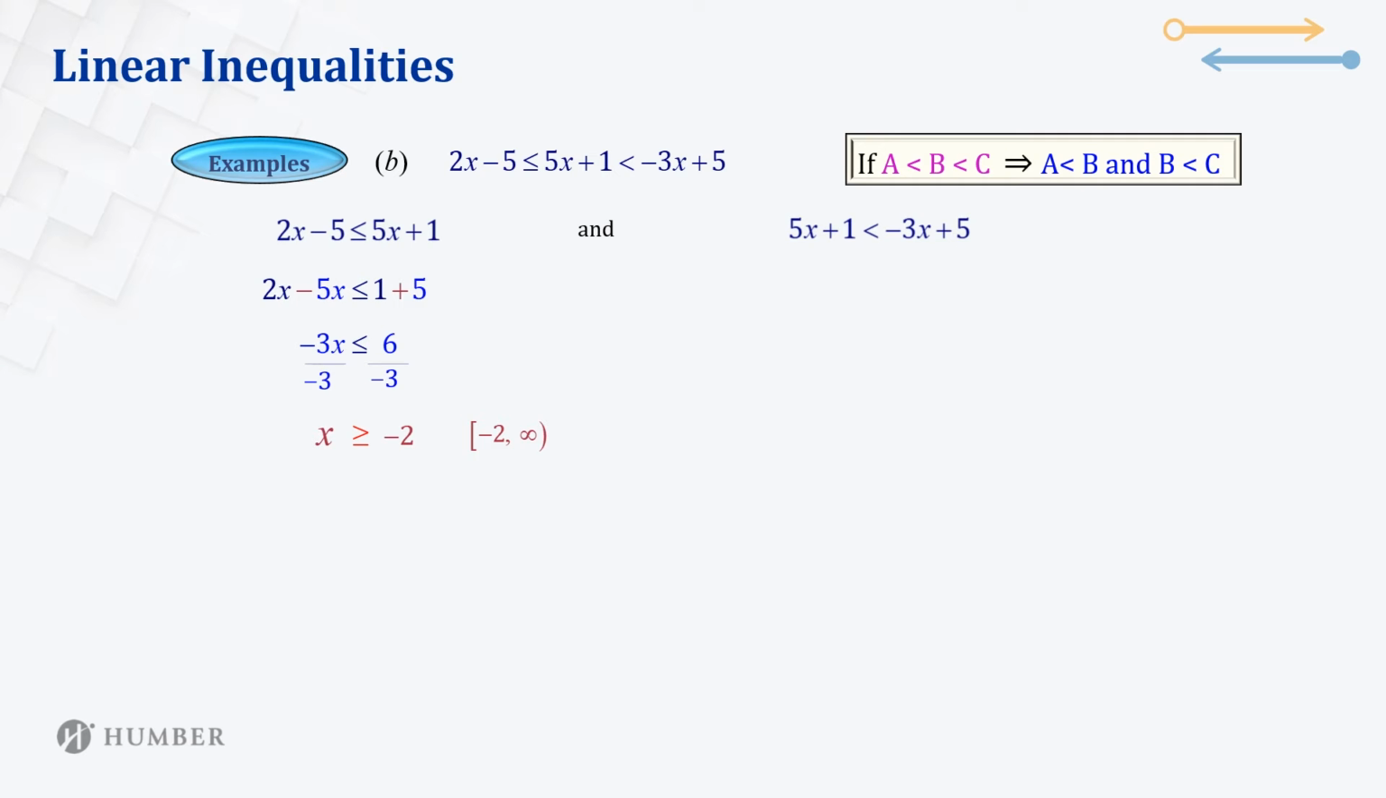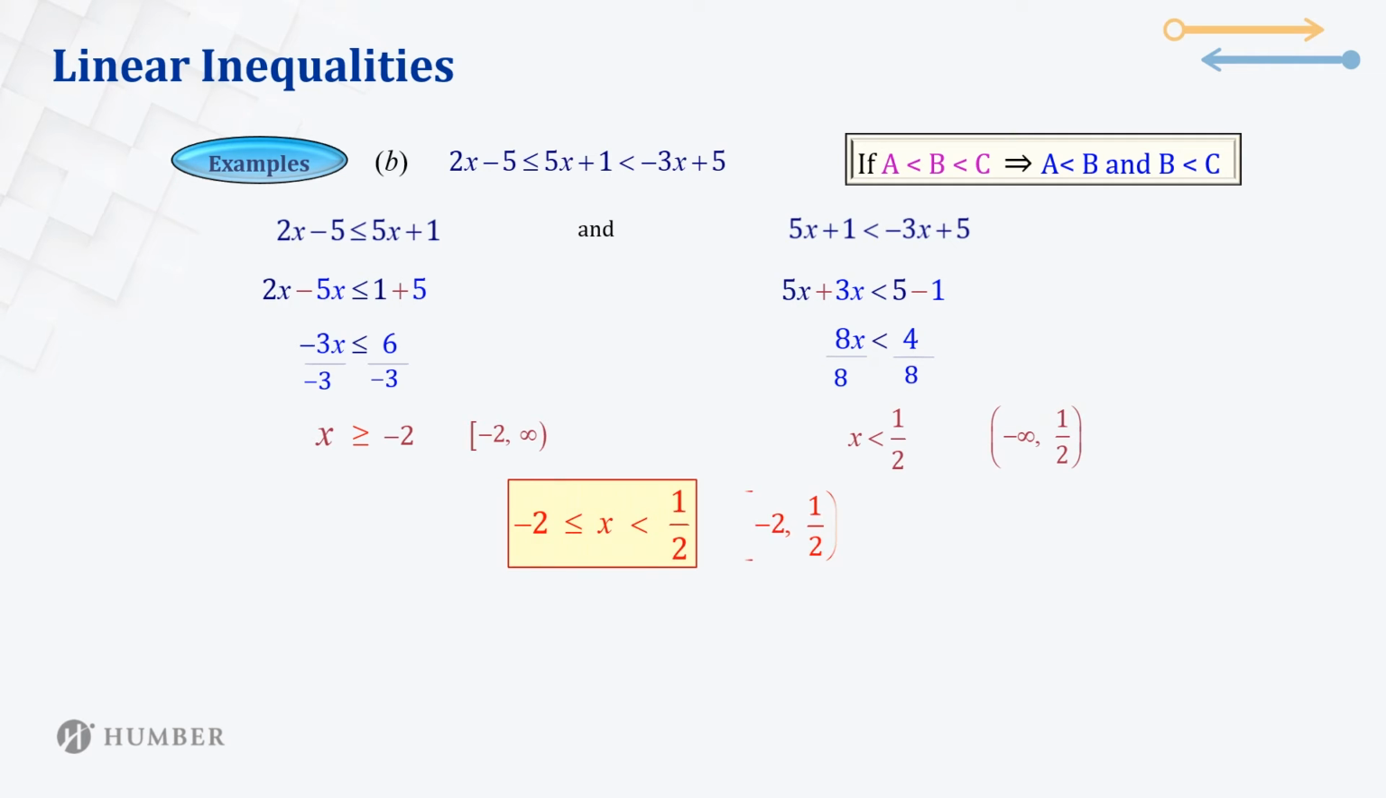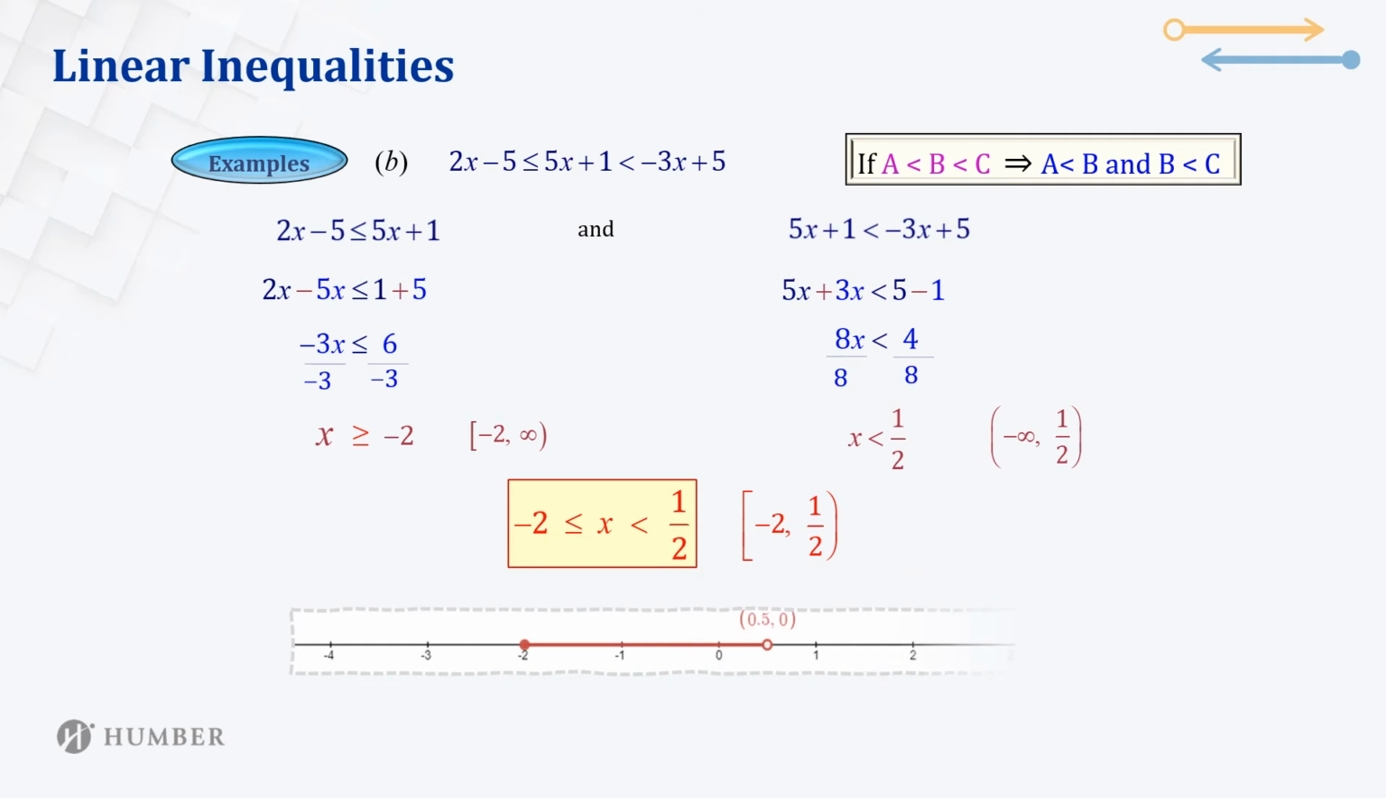We need to set this aside for now and solve the second one. As before, we collect x terms on the left side and constant on the right side to get 8x is less than 4. Then divide both sides by 8 to get the result as shown. Combine the two results to get the final answer as shown. Once again, this diagram represents our solution graphically.